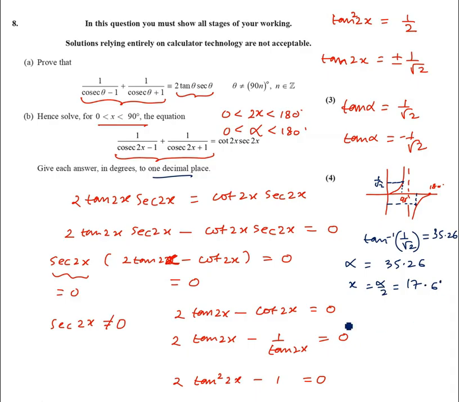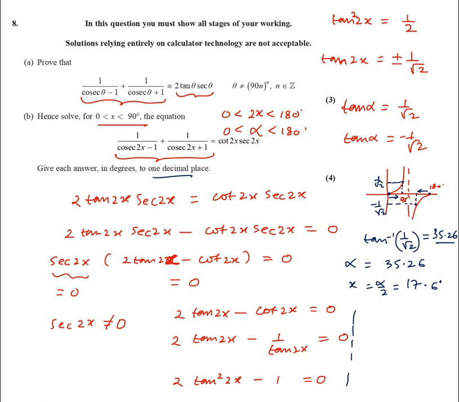Now the other solution. We can use the symmetry of the graph, because this is 1 over root 2, and this is minus 1 over root 2. So from this 0, you are going 17.6 degrees to the right to get to this point. Therefore, from this 0 you're going 35.26. We're talking about alpha. So from 180 you will go back 35.26. So we do 180 minus 35.26.